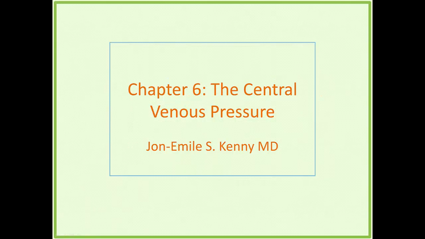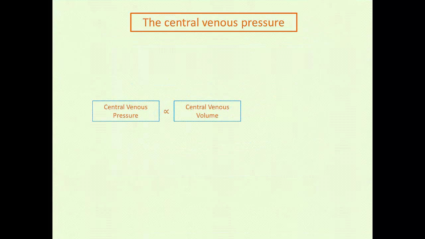Moving on to Chapter 6, I talk all about the central venous pressure. And in this overview, I'm going to talk a little bit about the determinants of the central venous pressure. Firstly, the central venous pressure is what we measure with a fluid-filled catheter placed usually through the SVC down to the cavo-atrial junction.